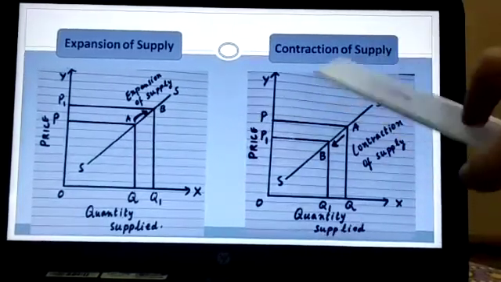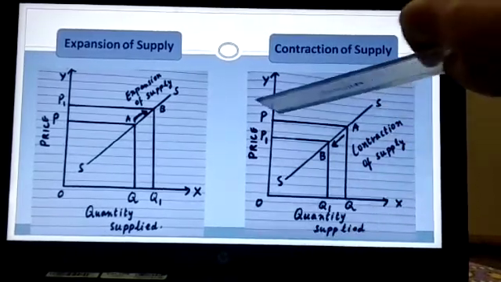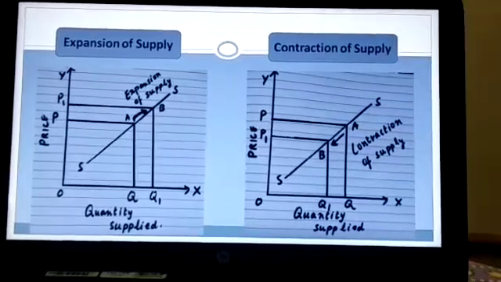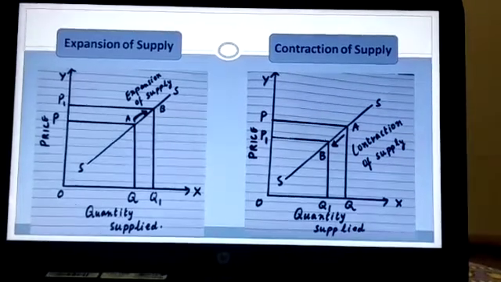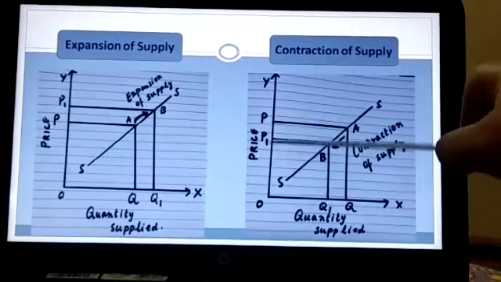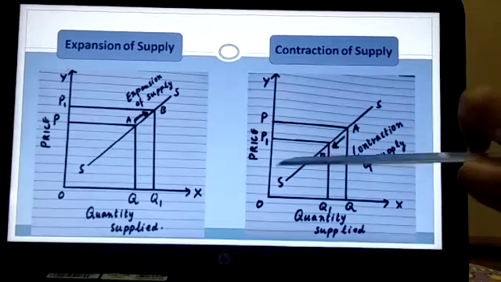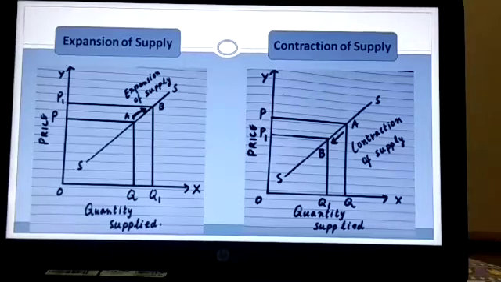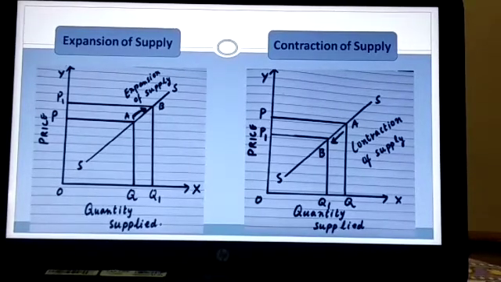Again, price, quantity supplied, we'll make the supply curve SS first. Initial price, initial quantity, PQ, and then P1, Q1. Now you check. Price falls, quantity also falls. Position A to B, downward movement on the same supply curve. A to B shows contraction of supply.